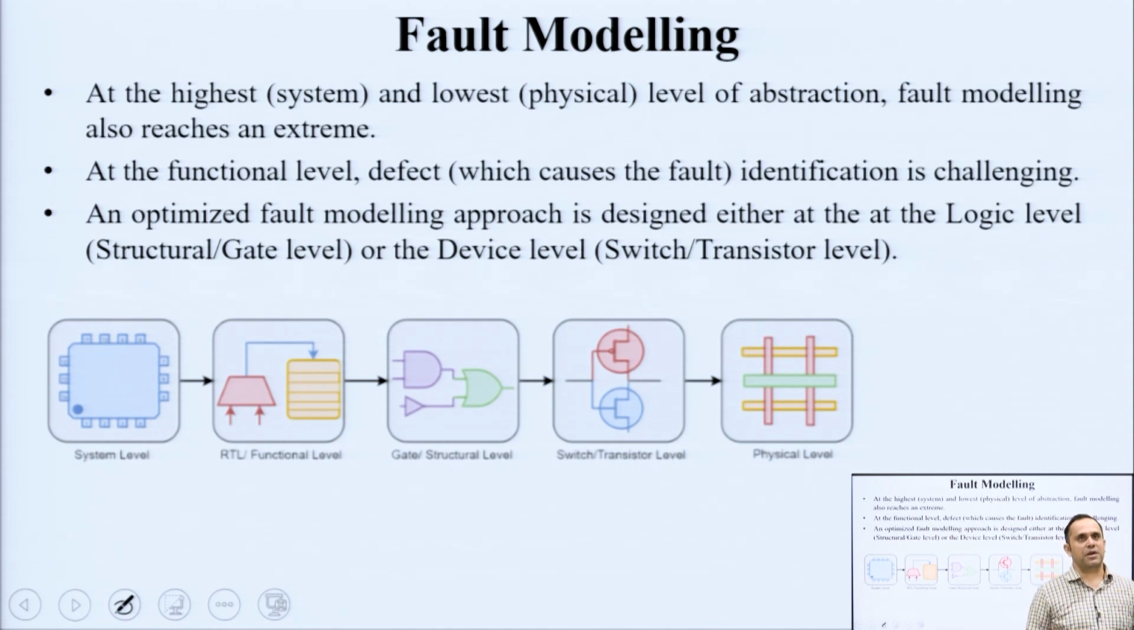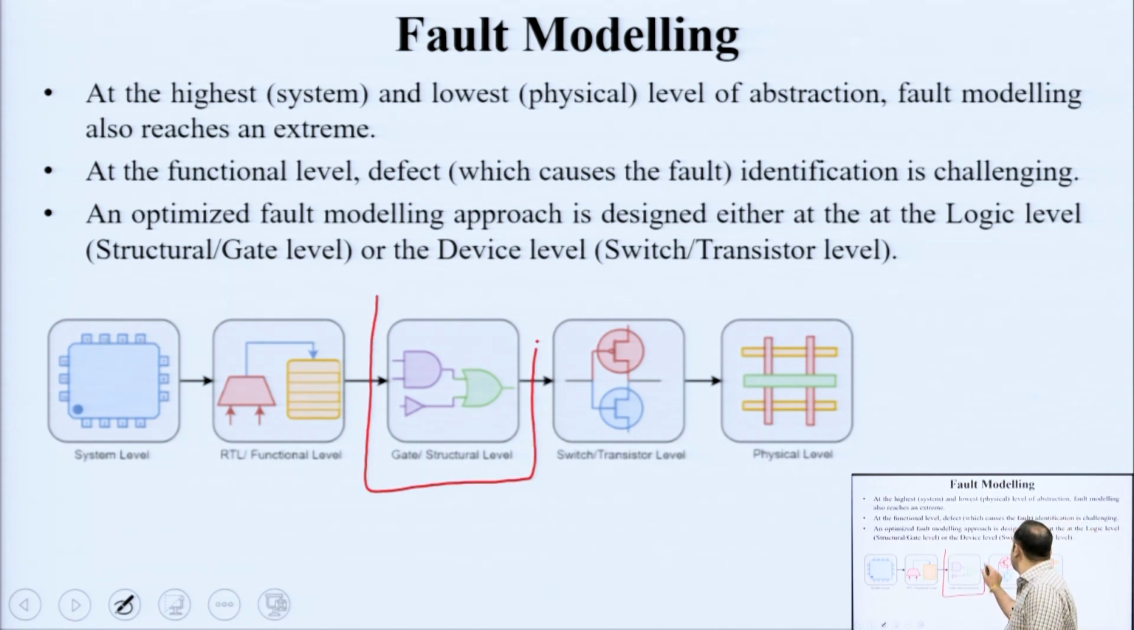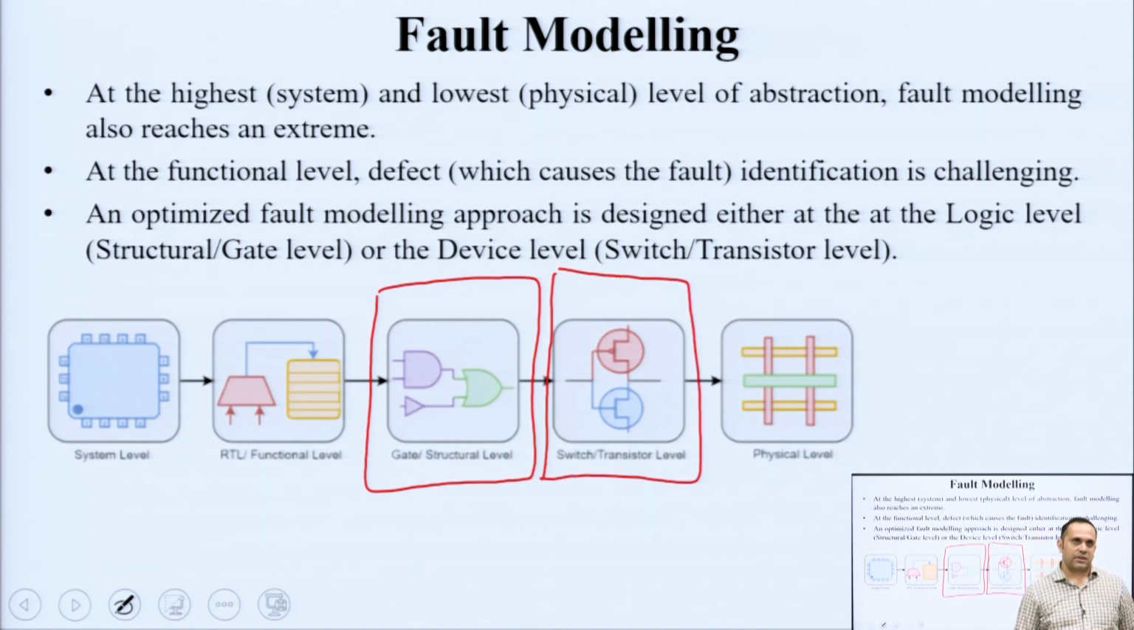So, we need an optimized level of fault modeling, which is generally done either at the logic level or the device level. So, either at the logic level or at the level of the transistor itself, the device itself. Here, if you are able to do fault modeling, you have basically zeroed in on or isolated almost every fault, plus the process is relatively easier and the result of fault modeling is also accurate.